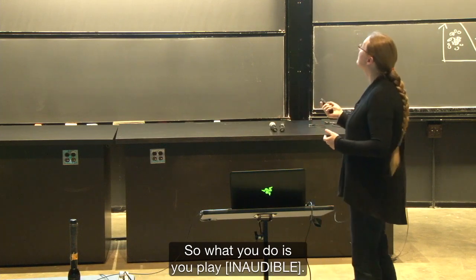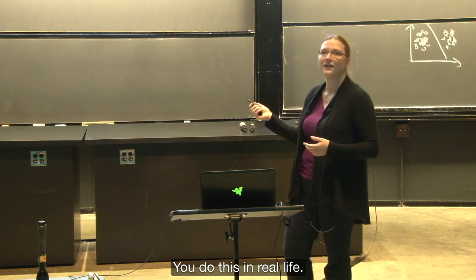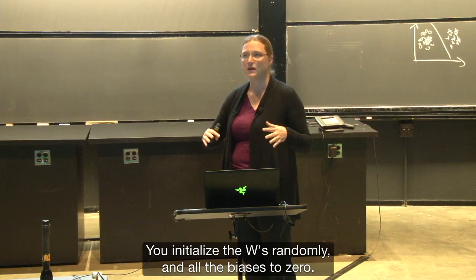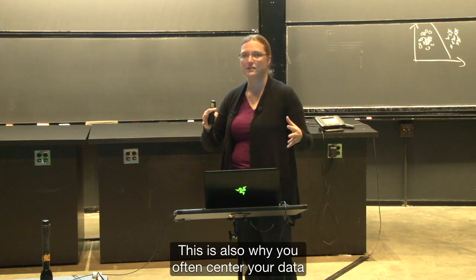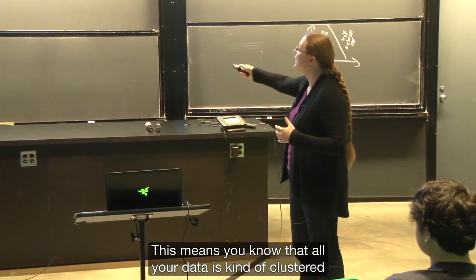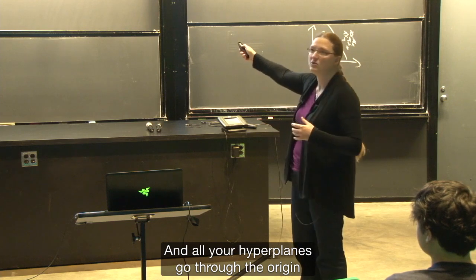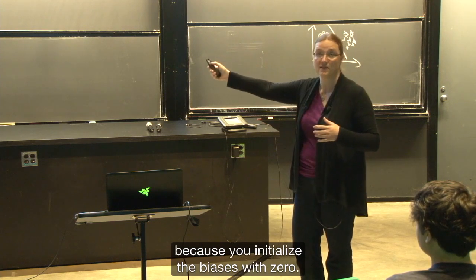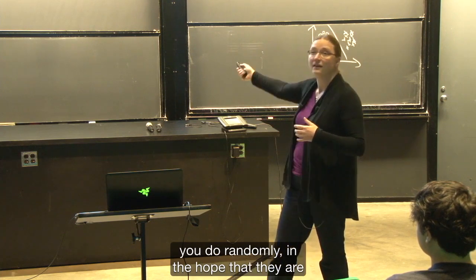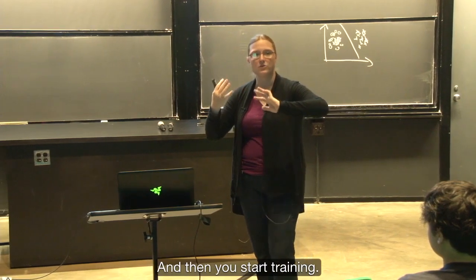So what you do is you play Mikado. You do this in real life. You initialize the W's randomly and all the biases to 0. This is also why you often center your data around the origin by subtracting the mean. This means all your data is clustered around here, and all your hyperplanes go through the origin because you initialize the biases with 0. The W's themselves you do randomly, in the hope that they're going to cover the whole space. And then you start training.